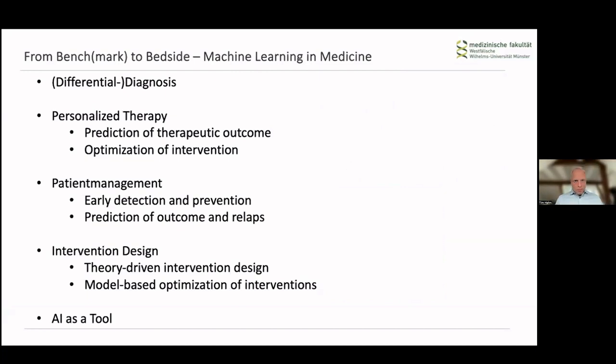So to sum up this first part, what we want to do in machine learning in medicine is reach our goals in medicine, about diagnosis, about personalized therapy, about the management of patients. And lastly, as you've seen in the dynamical systems part, we want to design interventions. What I left out now is the currently probably most important part of what artificial intelligence is currently doing in medicine, and maybe also in all other parts of our lives.